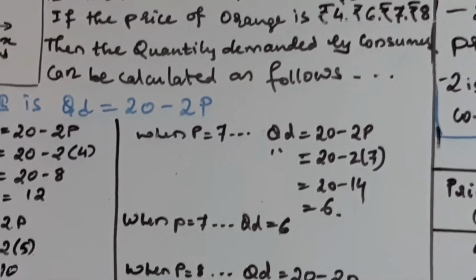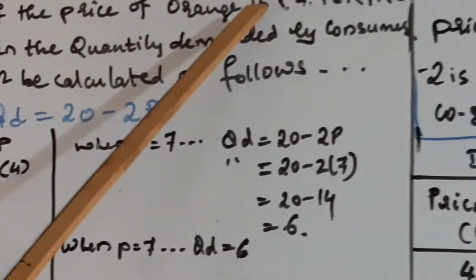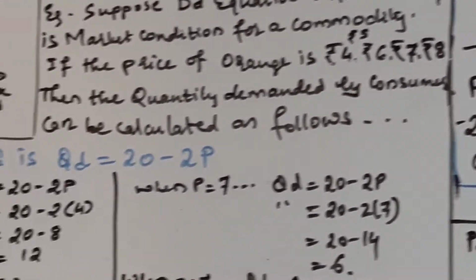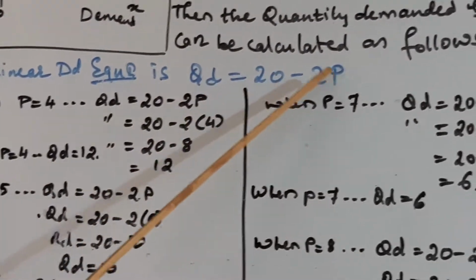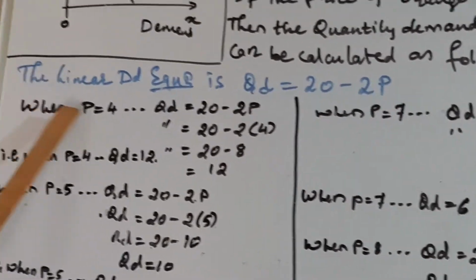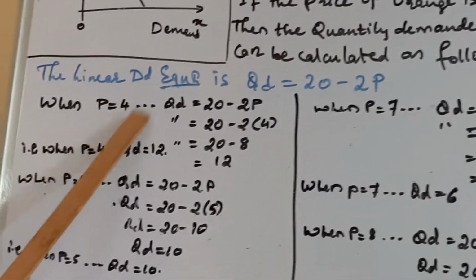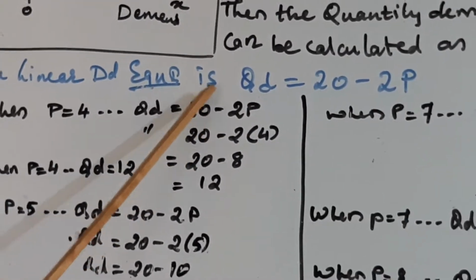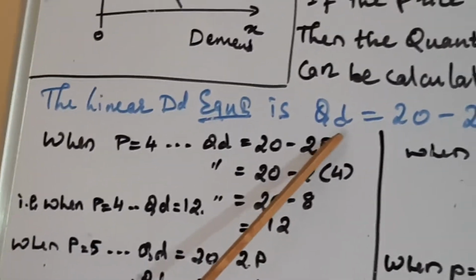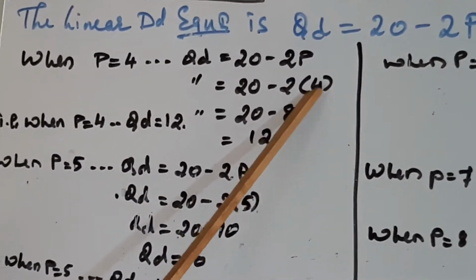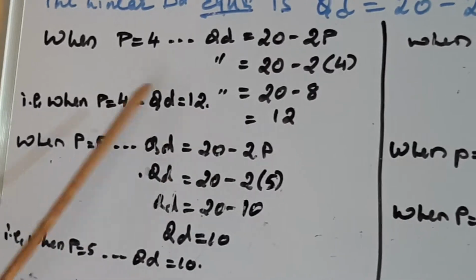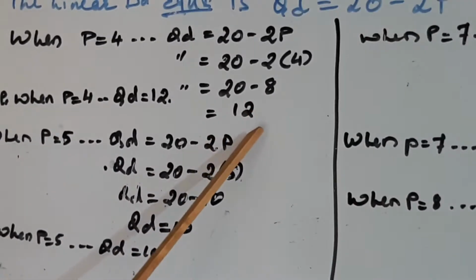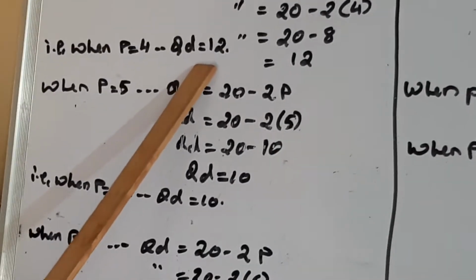How can we calculate the demand of the consumer when the price is 4, 5, 6, 7 and 8? You can remember here the price is increasing. So the linear demand equation is QD is equal to 20 minus 2P. When P is equal to 4, QD is equal to 20 minus 2P, that is, 20 as it is, minus 2 as it is, and we substitute 4 for P. Then 20 remains the same, minus 4 into 2 is 8, so that becomes 12. So when the price is 4, quantity demanded is 12.